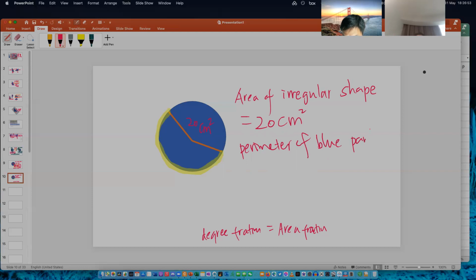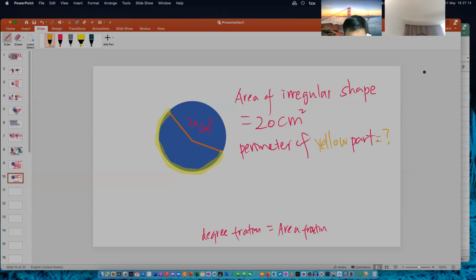No, this is orange. So they ask for the blue part. Oh, no, not blue, I'm sorry, yellow. So sorry about that. They asked for the yellow part. Thank you for correcting. So they ask for the yellow part.